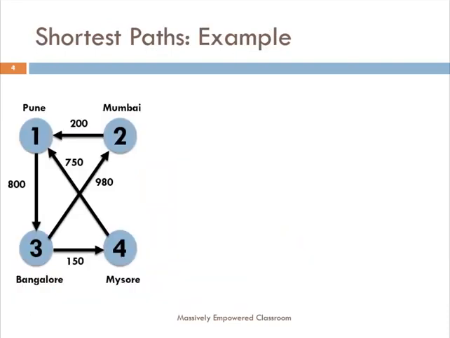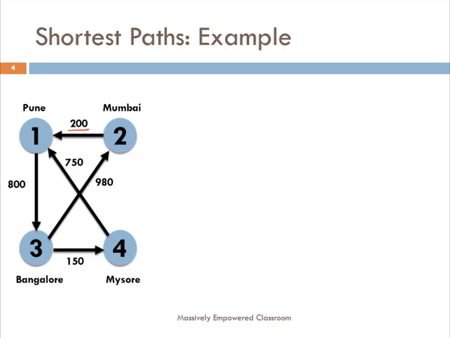Let's look at an example first. So we have 4 cities here: Pune, Mumbai, Bangalore and Mysore, and the approximate distances are shown here. In the actual geographical map, all roads are two-way. Just to make things interesting, we have made all roads one-way. For example, you can go from Mumbai to Pune for 200 kilometers, but there is no way to go back from Pune to Mumbai. All of these roads are one-way.